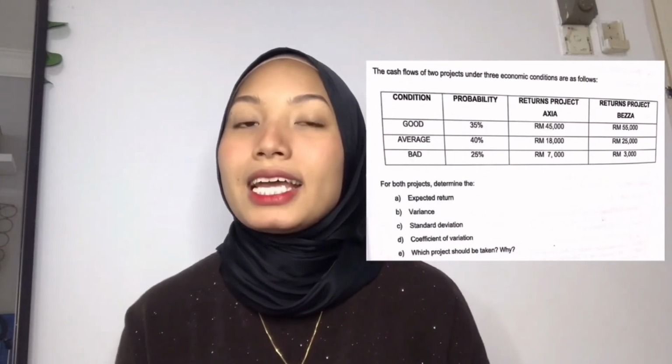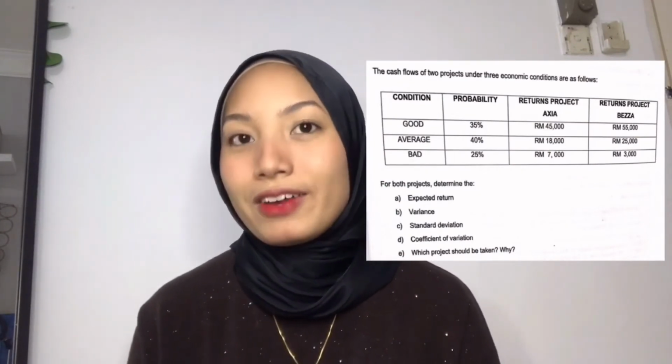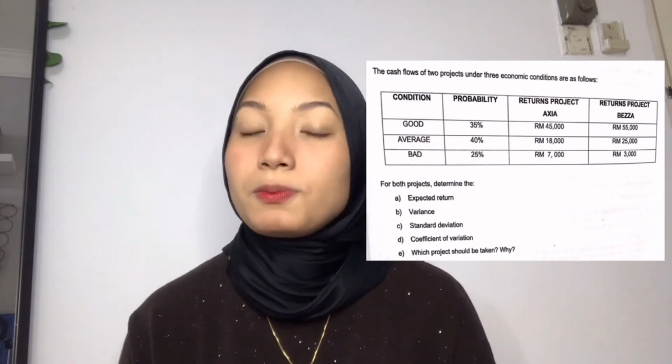So don't waste our time, let's do a question. Determine the expected return, variance, standard deviation, coefficient of variation, and which project should be taken and why. Expected return is probability times return. So we need to calculate all of these. Probability is 35% times the return of 45,000 equals 15,750.